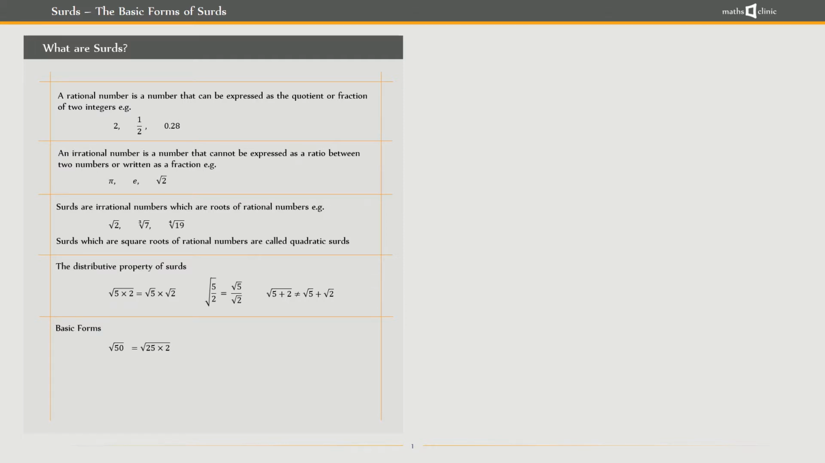50 is 25 times 2, okay? So basically root 50 is root 25 times 2. Interesting. Now, based on the distributive property of surds, I can actually have root 25 times 2 as root 25 times root 2. Okay? All right. And then root 25 is 5. So I have 5 times root 2. Okay? So 5 times root 2.